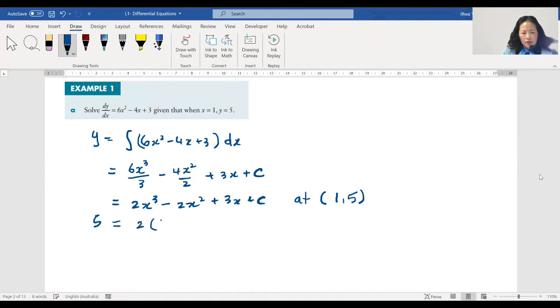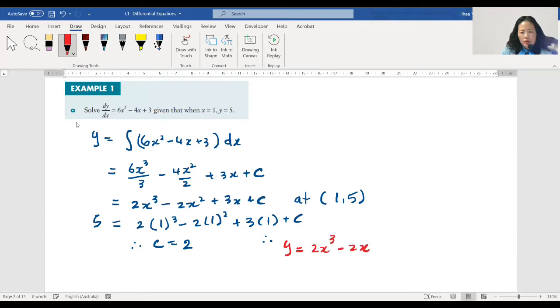Okay, so 5 goes here, 2 times 1 cubed, minus 2 times 1 squared, plus 3 times 1. And if you just use the calculation, you will probably get c equals 2. So therefore, I could use a different color. It'll be y equals 2x cubed minus 2x squared plus 3x plus 2. Are we okay with that? Okay, so that's what it is.